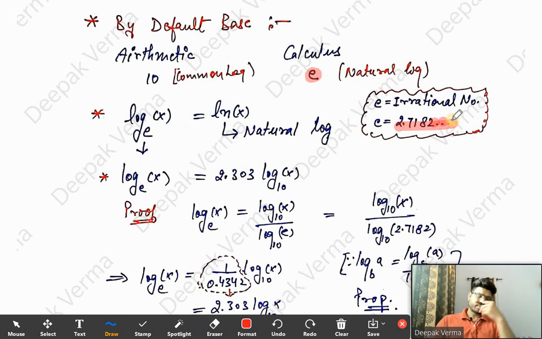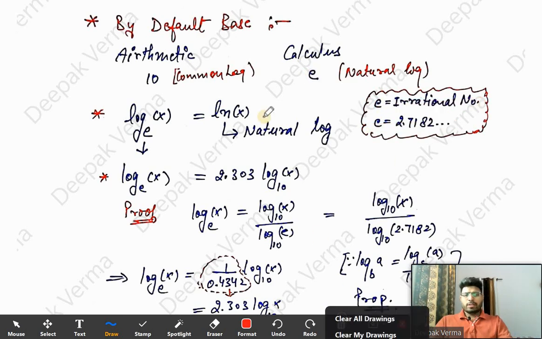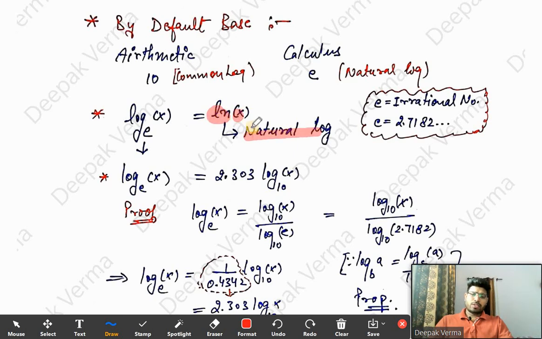e is a Greek letter and its value is nearly 2.7182. This is a non-repeating, non-terminating value. That is, e is an irrational number. Remember this. Got it? Natural log, in shortcut we write ln x. You will be seeing ln x in lots of places. It means log x to the base e. Whenever you see ln x, you can write it down as log x base e. Is it clear?